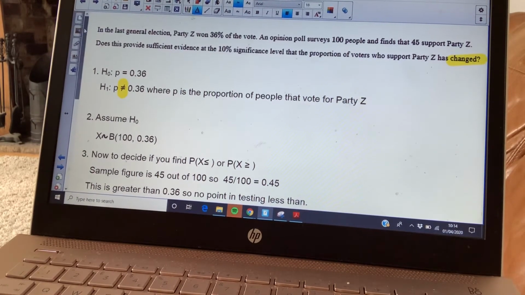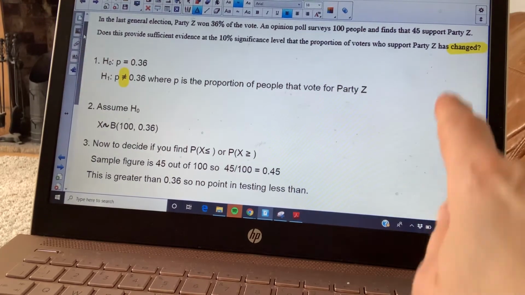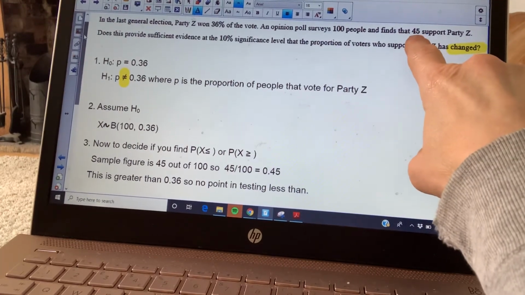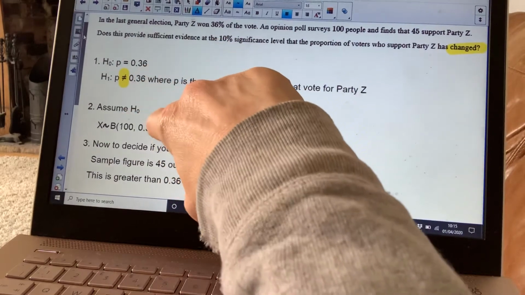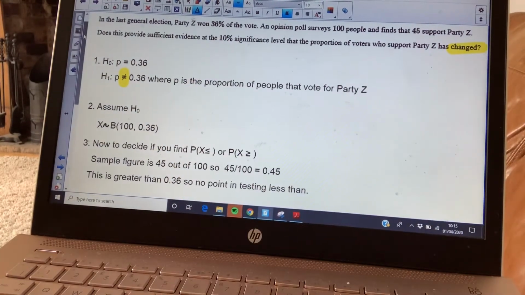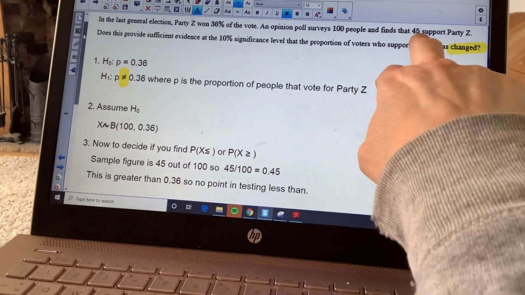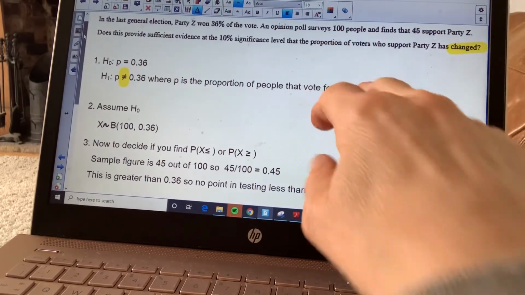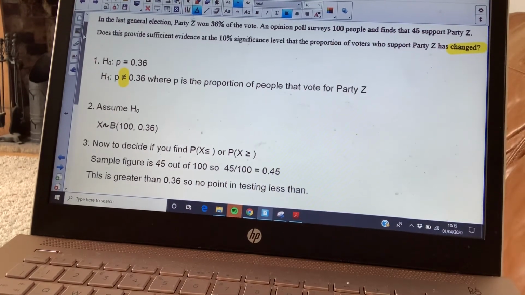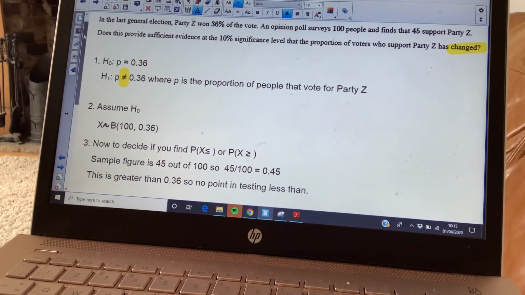Now let's find the probability of seeing this thing happen, this 45, in this world. However, what am I going to find? The probability of less than or equal to, or greater than or equal to? So use these figures. 45 out of 100 is 0.45. Now that is greater than 0.36. So there's absolutely no point in testing less than.